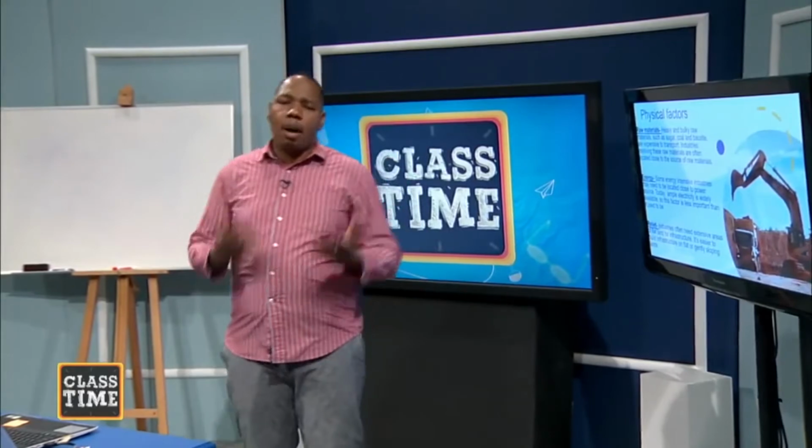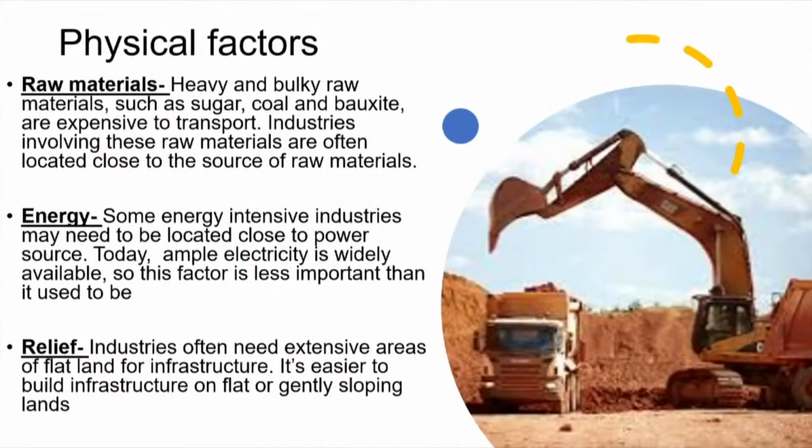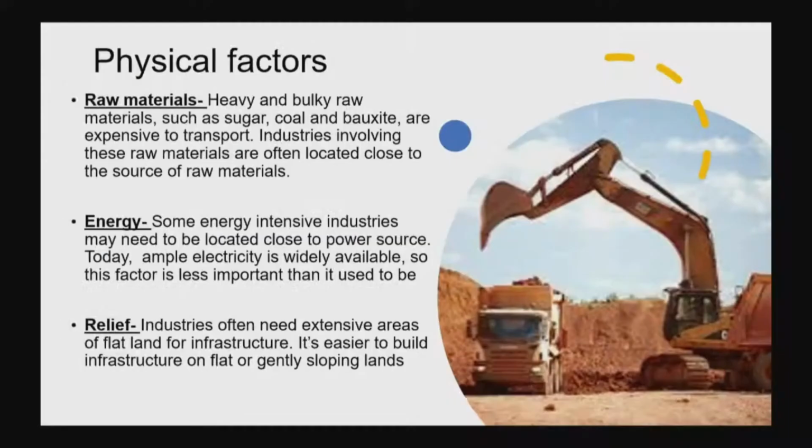And some of the most common physical influences. When we think about physical, we're thinking about things that are more natural, that have to do with the earth. So raw materials, the location of raw materials, the location of an energy source or the supply of energy, and relief represent three of the most important physical factors in determining the location of industries.